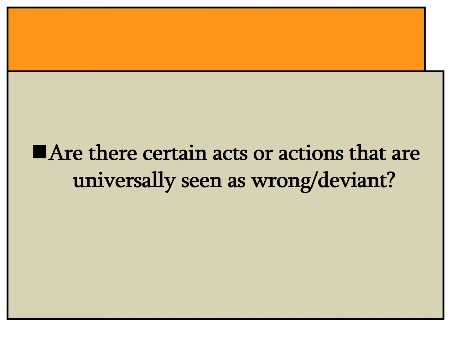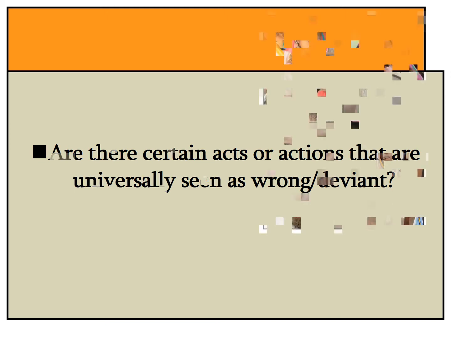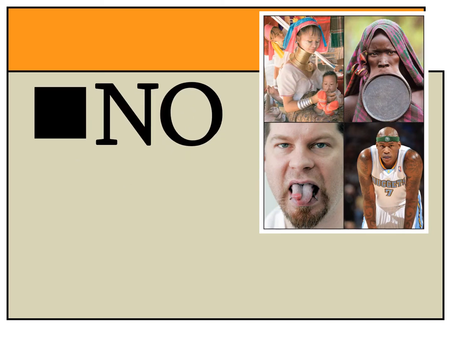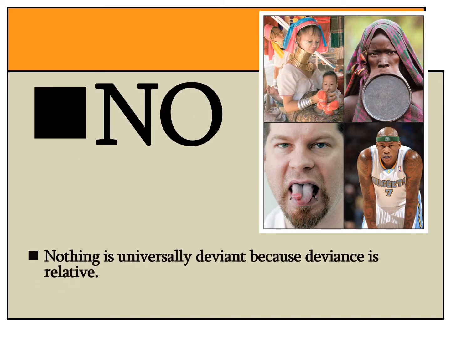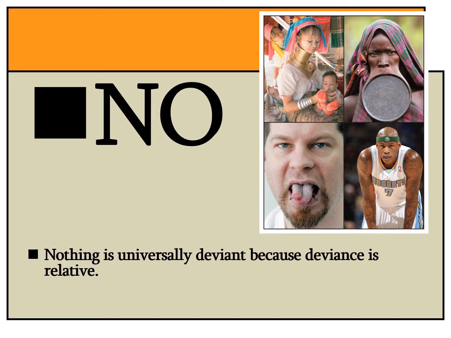Now, one of the things I want you to think about is, are there certain actions or beliefs or behaviors that are universally seen as wrong? And what I mean by that is, are there certain actions or activities or beliefs that are wrong in every society, in every culture? And I want you to think about that. Now, if you answered no, then you would be correct.